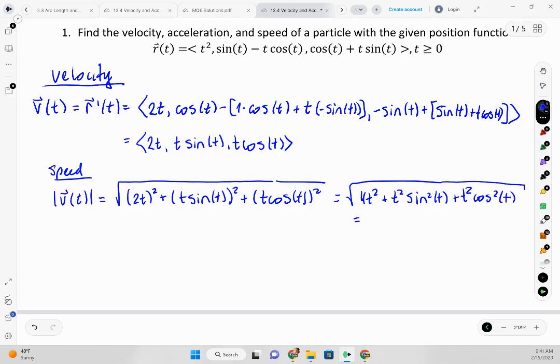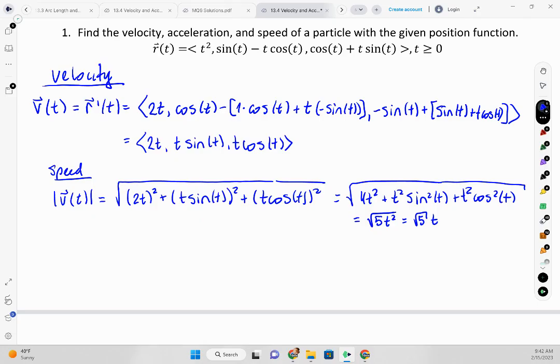And this finally simplifies to be, it looks like if we factor out a t squared, we leave behind a sine squared plus cosine squared, which is 1. So overall, we have square root of 5t squared, or in other words, square root of 5 times t.